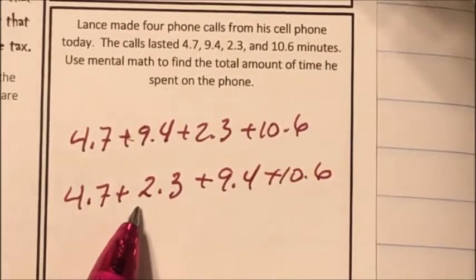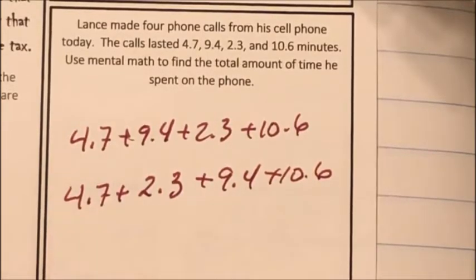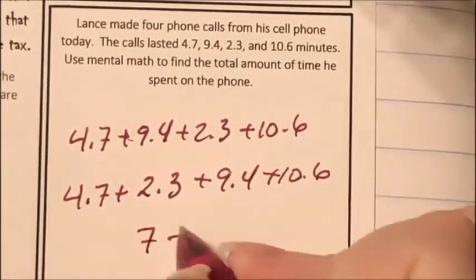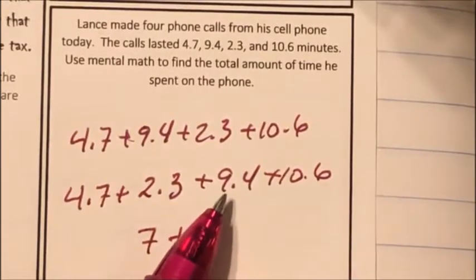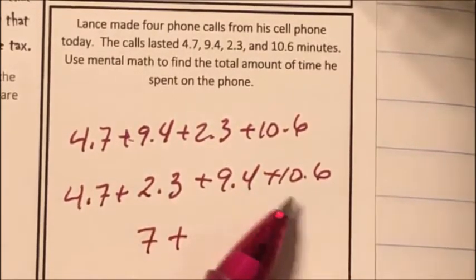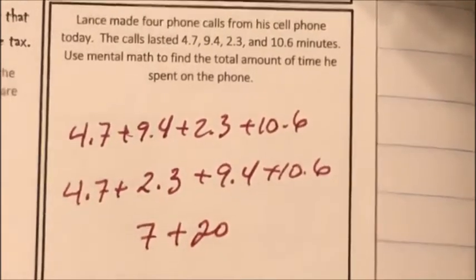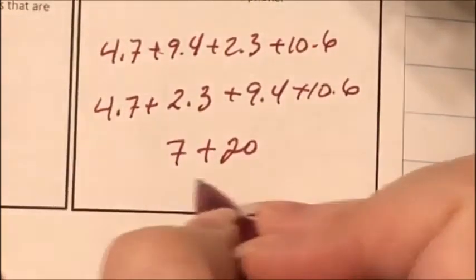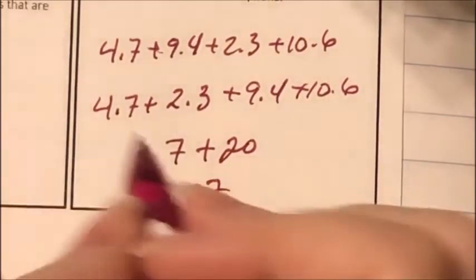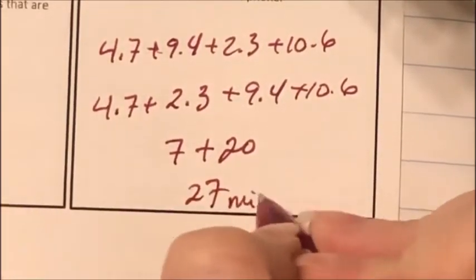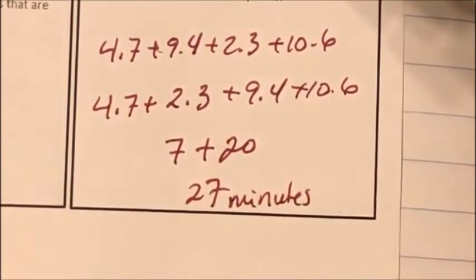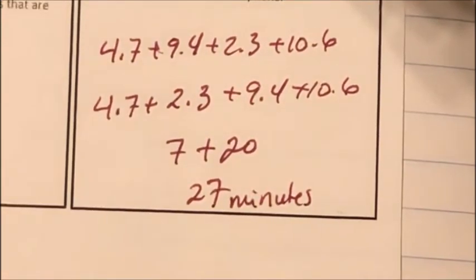4.7 plus 2.3 gives me 7. 9.4 plus 10.6 gives me 20. 7 plus 20 gives me 27. So 27 minutes was how long Lance was on the phone for. Okay. And that is the end of lesson 3.